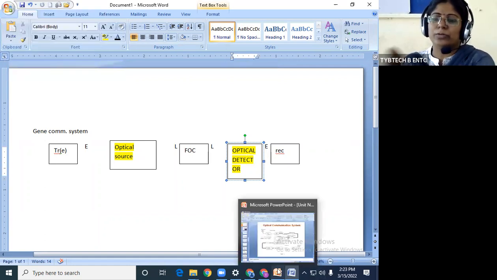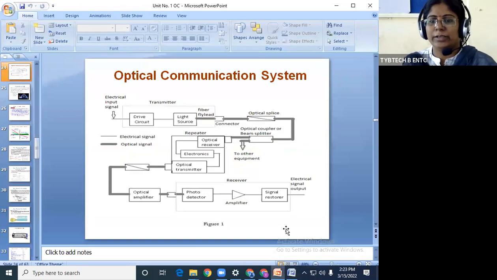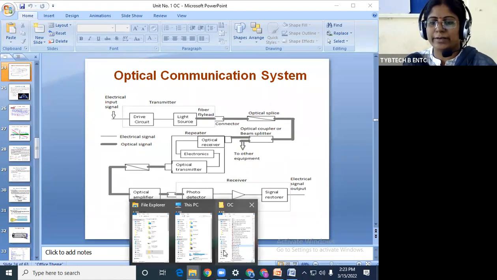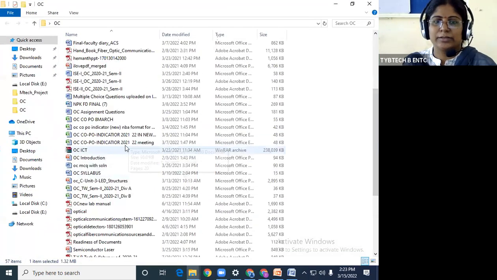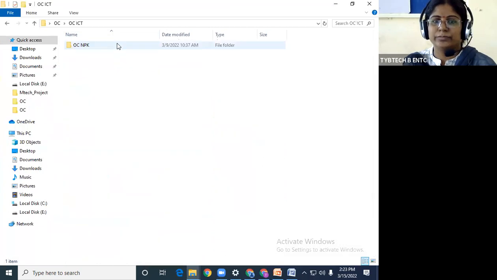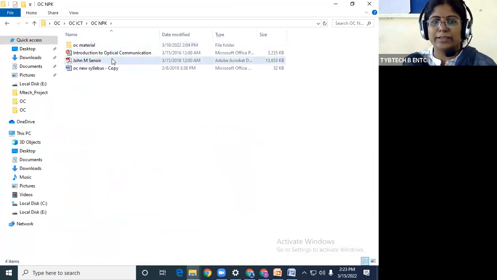Okay, now we will go to the detailed block diagram. Here also you can see. Otherwise I will show you just the standard diagram from the book so that you will understand it more. In the PPT also I will add the same diagram. Just wait 1 minute.